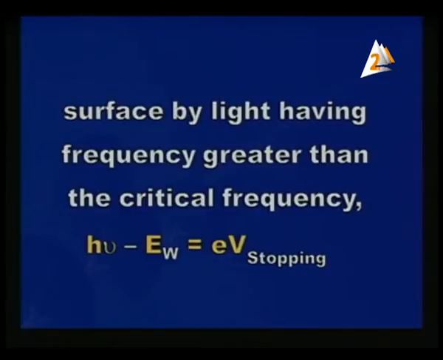Let me say it again. h nu is the energy of the incident photon. EW is the work function. The energy of each incident photon should be greater than the work function, and the difference is converted into maximum kinetic energy. And it is also equal to E V stopping. So we can say h nu minus EW is equal to maximum kinetic energy, and it is equal to E times the stopping voltage.